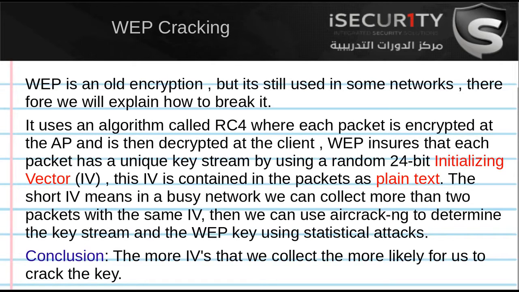So the initialization vector is a 24-bit random key. It's sent into the air in each packet, as plain text. In a busy network, we're going to have a very large number of packets. This means that the possibilities of unique IVs will be exhausted, and if we are sniffing all these packets, we will be able to collect two packets that have the same initialization vector.